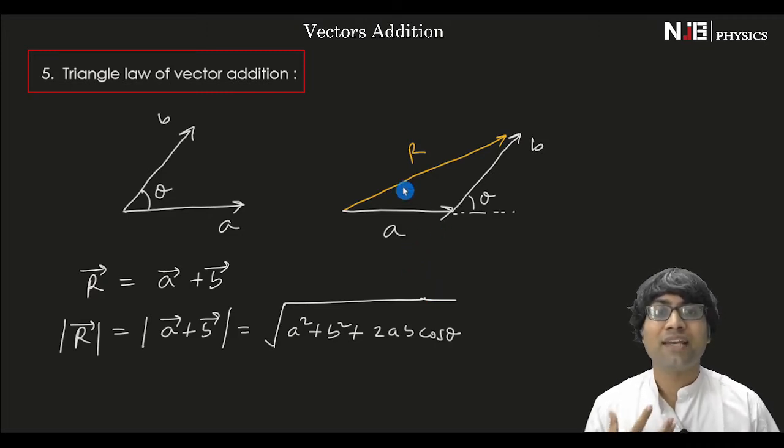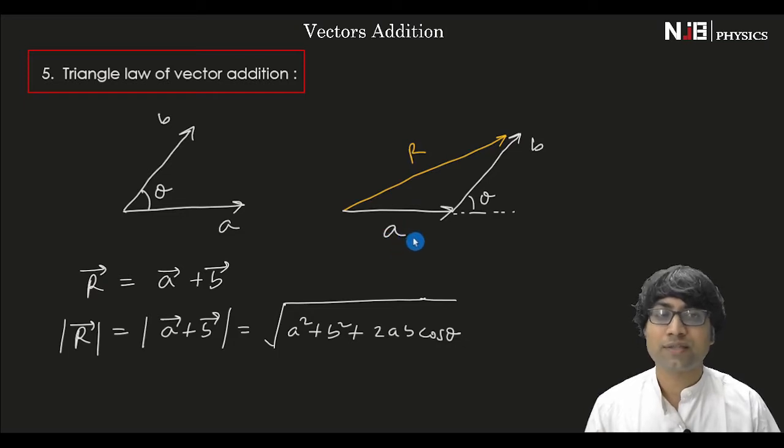Secondly, what is the direction of this R vector? Well, the direction of the R vector can be expressed in terms of the angle made by this R vector, either with the first vector, that is the a vector, or with the second vector, that is the b vector.